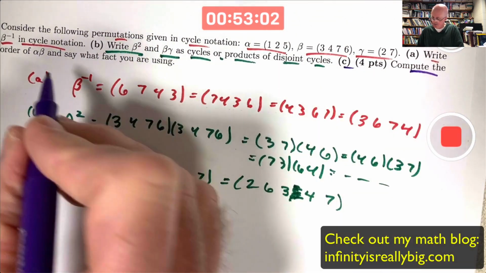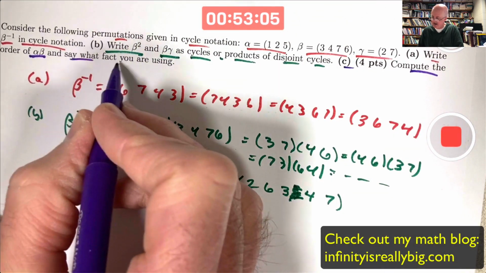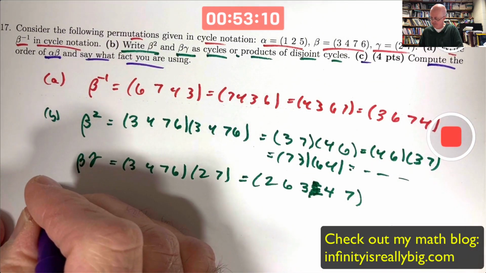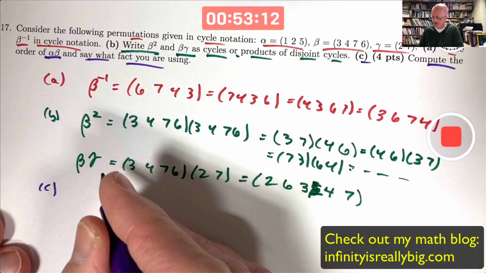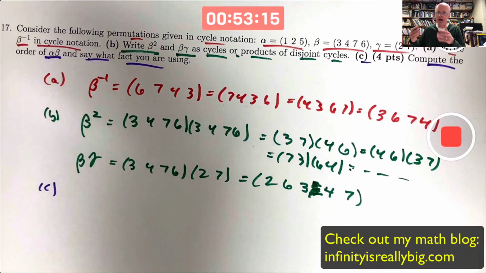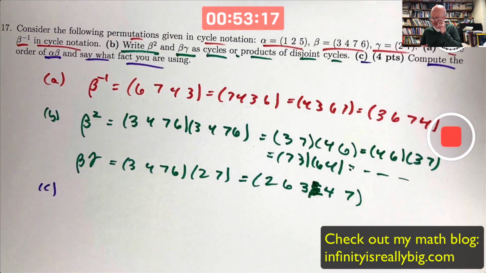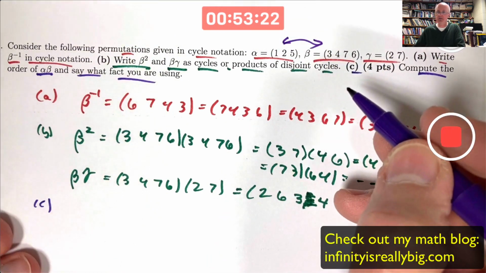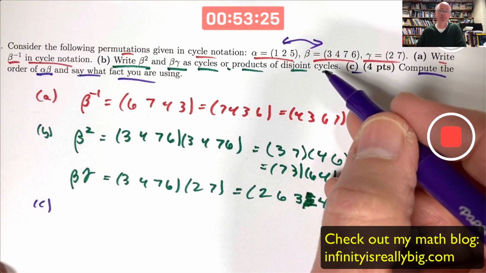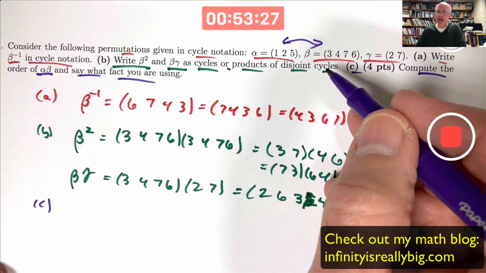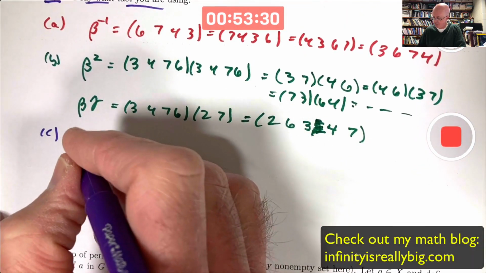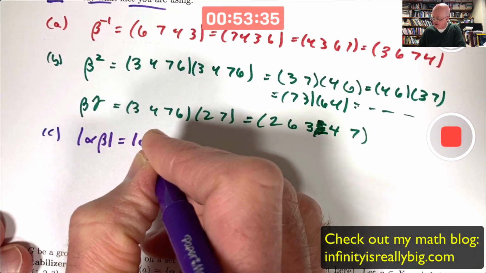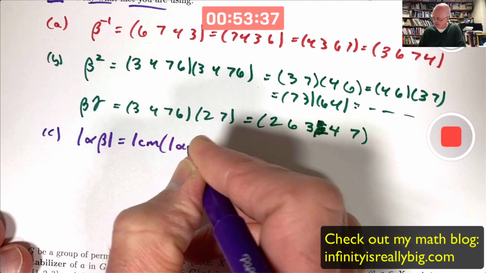C, compute the order of alpha beta, and say what fact you're using. Evidently there's some fact that I haven't mentioned yet that could be used instead of actually computing the order of alpha beta by doing powers of alpha beta, and you definitely want to use this fact. Notice alpha and beta are disjoint cycles. None of their numbers are in common. That's enough to say that the order of alpha beta is the least common multiple of the order of alpha and the order of beta.